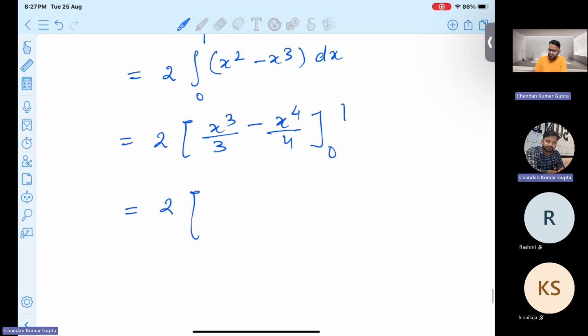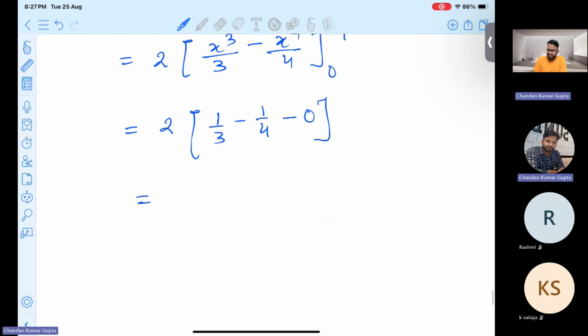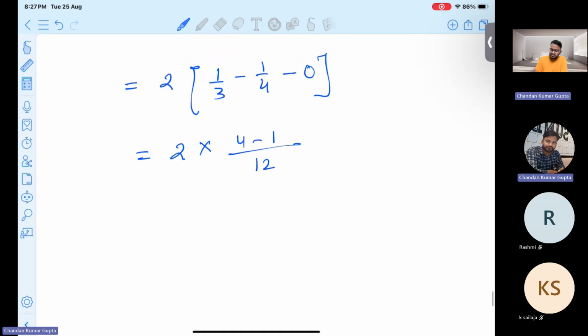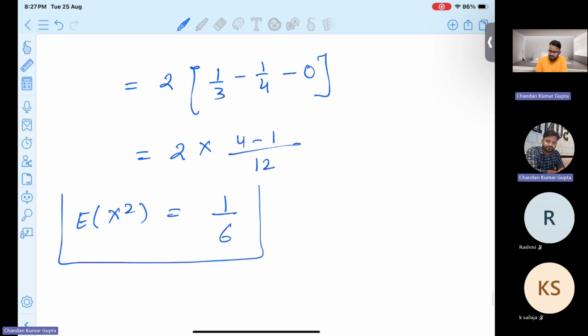So 2 times (1 by 3 minus 1 by 4 minus 0). It's simple, no? 2 into 1 by 12, which comes out to be 1 by 6. Suppose we want some more observations, let's calculate the variance.